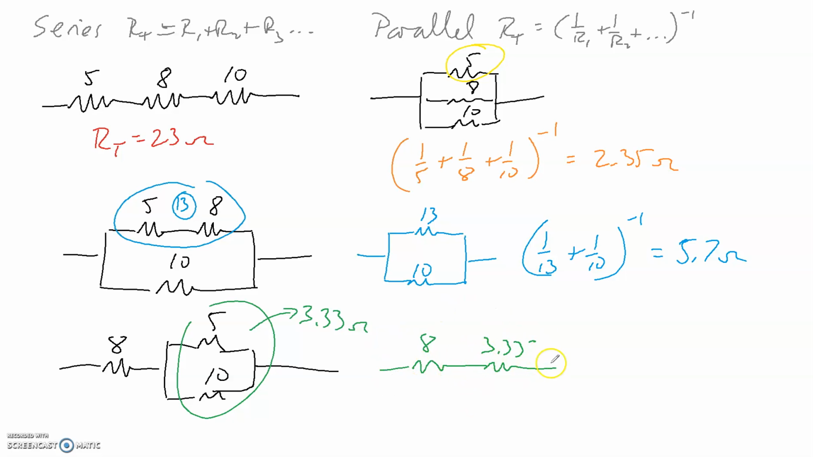Now these two are just in series with each other, so I just have to add them up, and the total resistance for the circuit would then be about 11.3 ohms altogether.